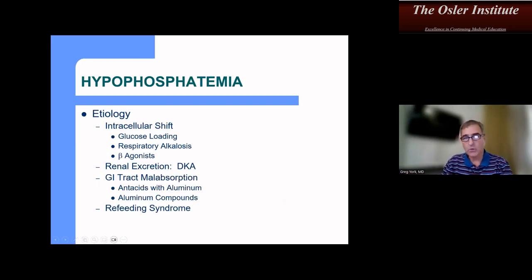On the other hand, the one we really want to spend time talking about is hypophosphatemia. We don't get too excited about hyperphosphatemia. Hypophosphatemia, though, is something we get excited about. A couple etiologies here. Intracellular shifts can cause hypophosphatemia. You can have excretion of it, like in DKA, GI tract malabsorption, and then something we tend to see sometimes as surgeons is refeeding syndrome.